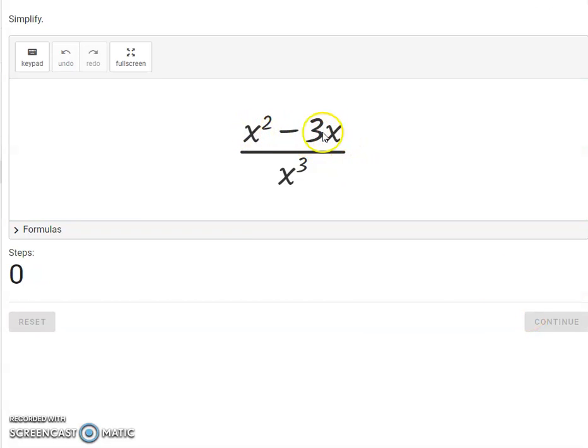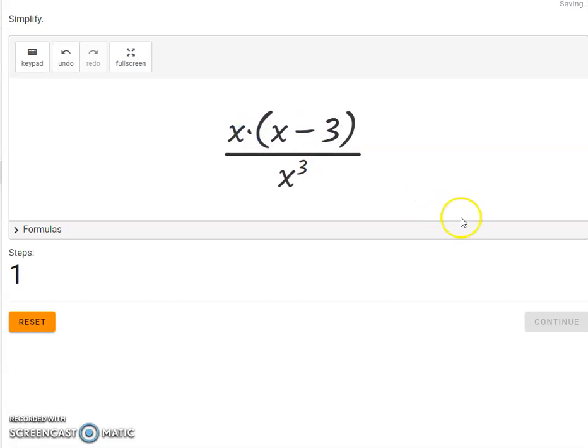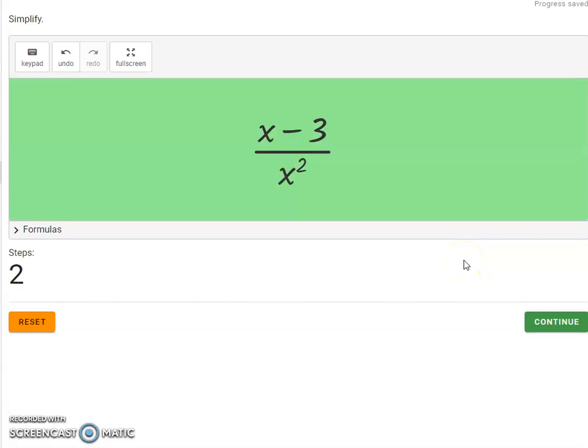Again, I see there's a common factor of x here, so I place the smaller exponent on top of the larger. And then in terms of simplifying these, I want to keep the exponent positive, so I'm going to put the x on top of x cubed, which, when I subtract those exponents, I get a positive 2.